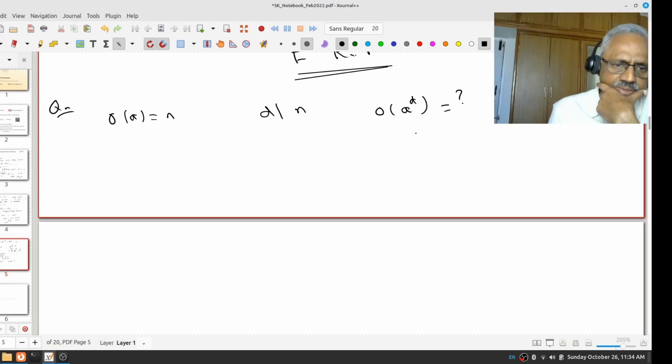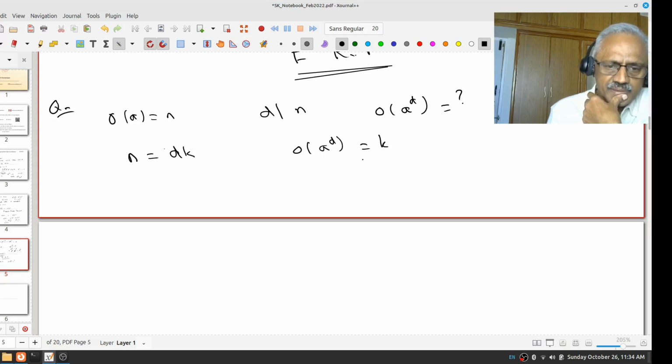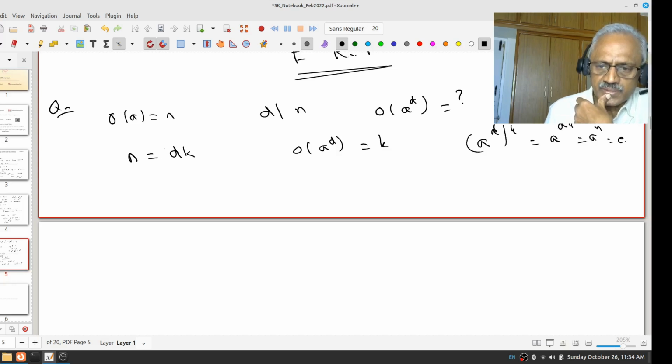Since d divides n, I can write n as d times k. Therefore, my guess is the order of a to the power d must be k, because look at that, a to the d power k is a to the power dk, which is a to the power n, which is identity. Therefore, let us say this order is m, and a to the power d, to the power k is identity, therefore m should divide k.